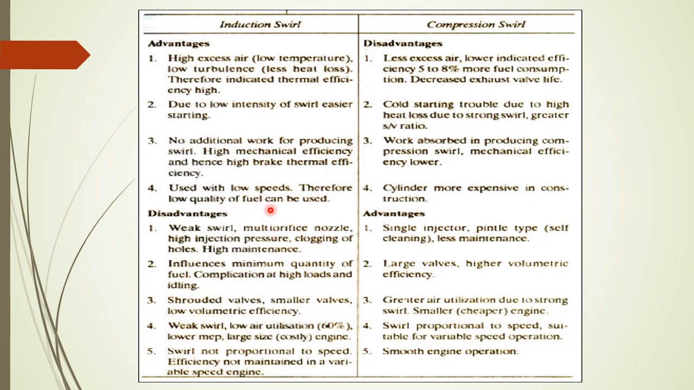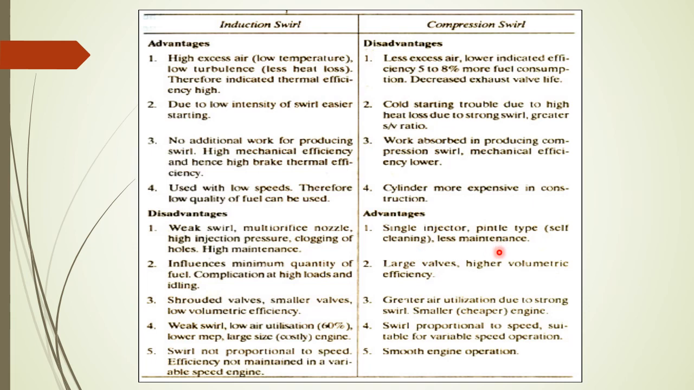Another advantage: it can be used at low speed, therefore low quality fuel can be used. Here the cylinder is more expensive in construction, meaning the design of this divided combustion chamber is expensive. It needs very precise construction, and that's why the cost is more. Disadvantages: weak swirl, multi orifice nozzle required, high injection pressure required, correct closing of holes, high maintenance.